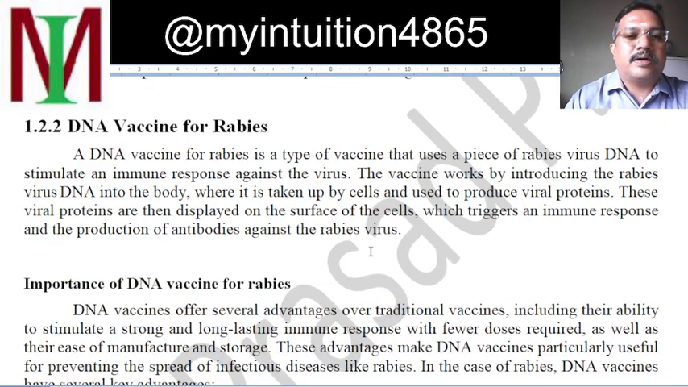Okay, so for rabies, DNA vaccines are used. Again, DNA is taken from the rabies virus. Then it is injected into the body, where it forms proteins. More proteins are formed. Then it is presented on the surface of a cell. Then immune response and antibodies are formed.